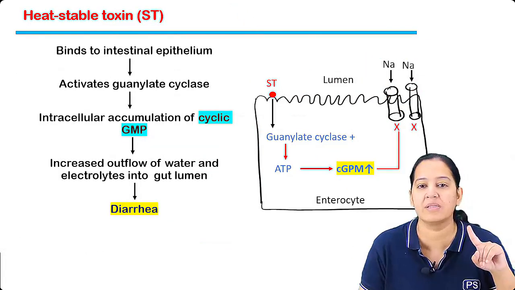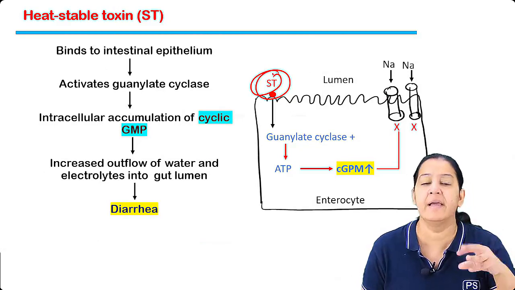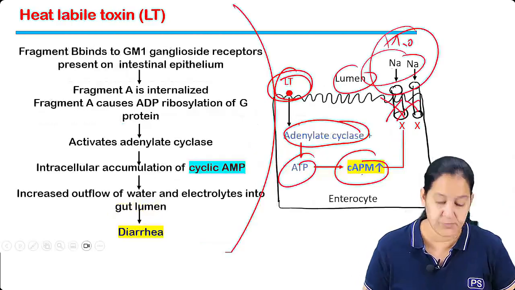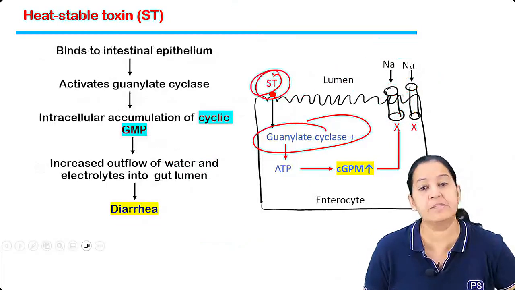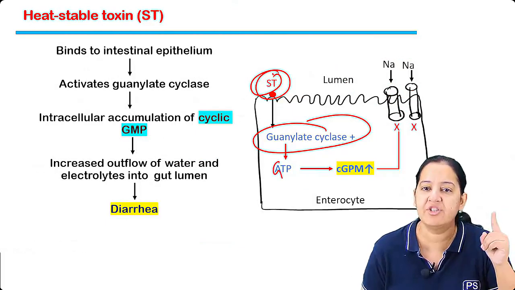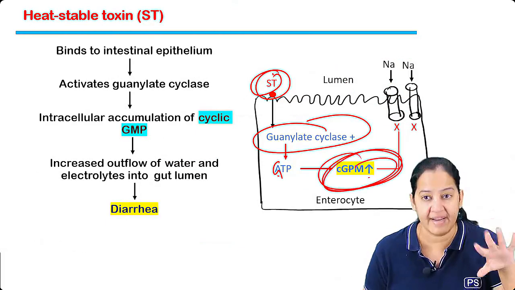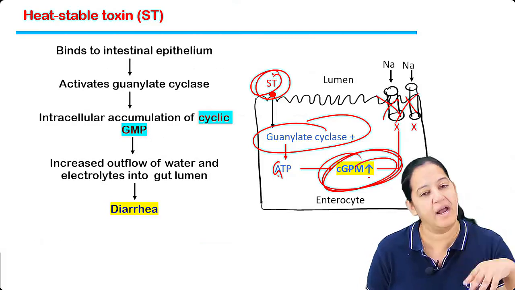Now ST, what does it do? It goes inside the cell. It stimulates guanylyl cyclase. The other one was stimulating adenyl cyclase; this one stimulates guanylyl cyclase. It converts GTP to cyclic GMP. Cyclic GMP also inhibits the sodium channel and it also causes the diarrhea.